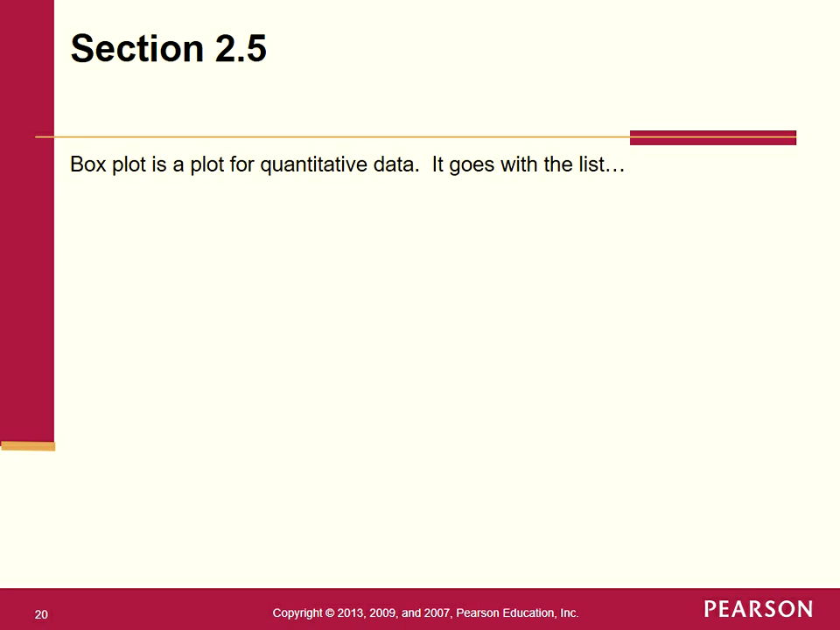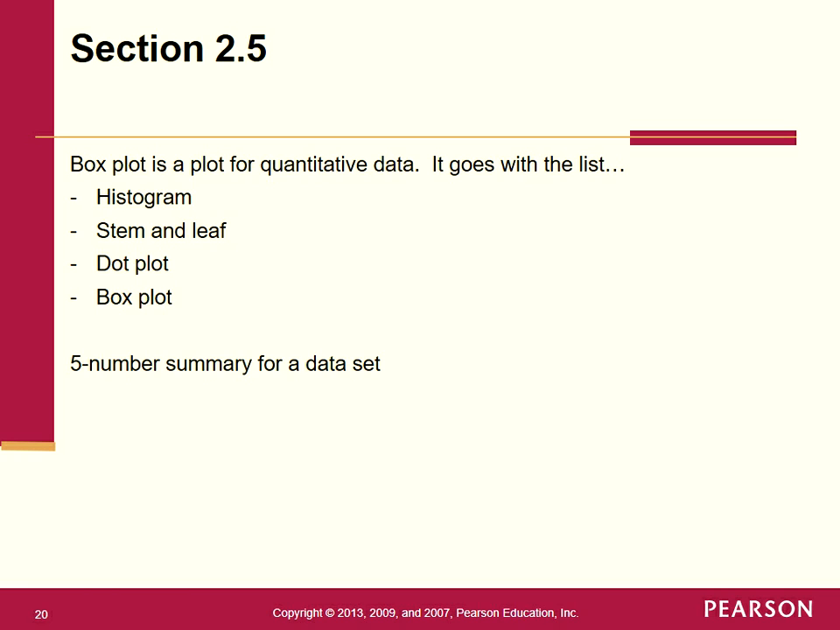Okay, we get to talk about box plots now. A box plot is a plot for quantitative data, and it goes with the following list. If you remember our list before, histogram, stem and leaf, dot plot, the box plot goes along with these. Now before we draw the box plot, we should talk about what's called the 5-number summary for a data set. And it's real simple.